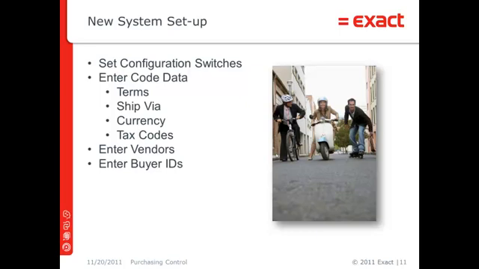Some basic information needs to be entered in the system before you issue your first purchase order and start using the module. We'll go through these items one at a time so you know what is required. They are setting configuration keys in the system manager, entering code data such as terms, ship via, currency codes, and tax codes, entering vendors, and entering buyer IDs.